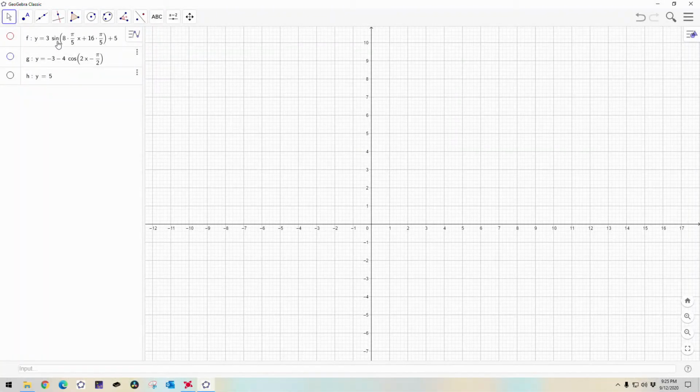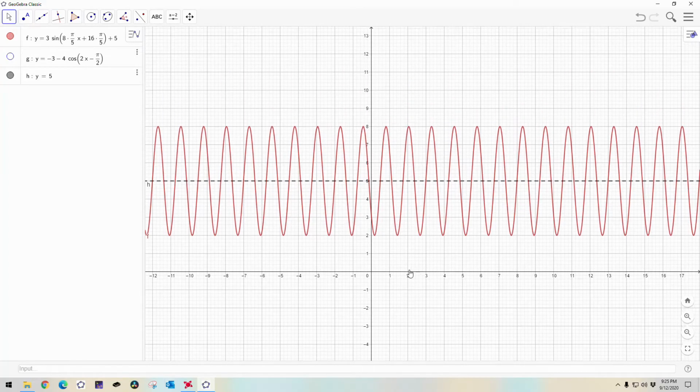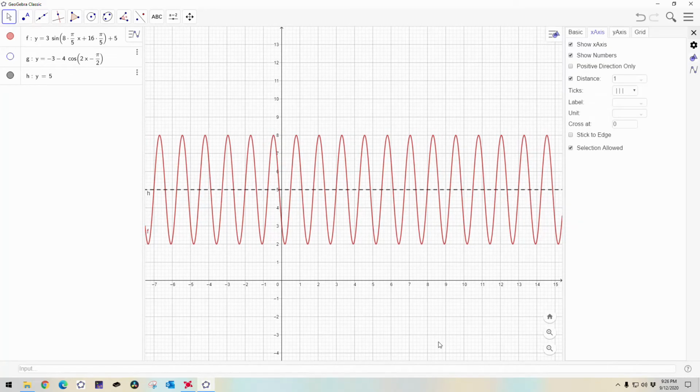Here's the 3 sine 8 pi over 5x plus 16 pi over 5 plus 5. So here's this guy. It was definitely shifted up by 5 because you can see my center line there going through 5, and it's oscillating between 8 and 2. Okay, so then let me move this down a little bit. We calculated a period to be 5/4, and we calculated the quarter period to be 5/16. So then what happens if I make my x distance measured by the 5/16 now?